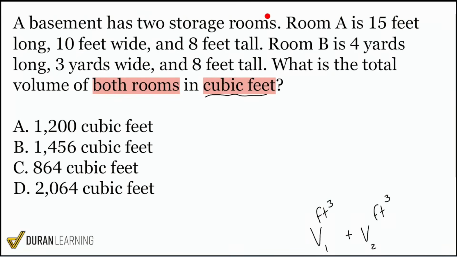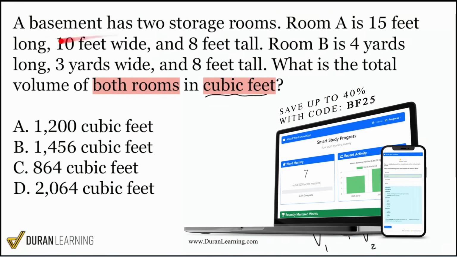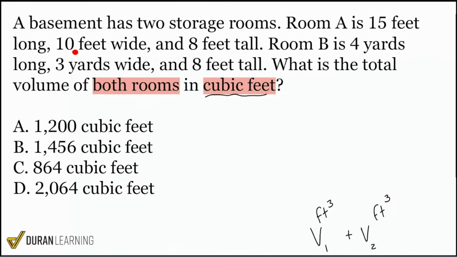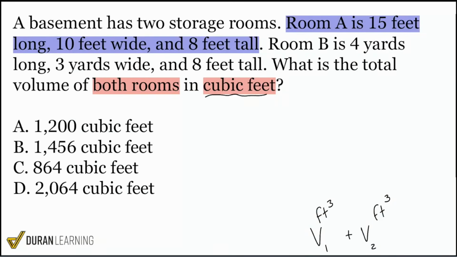A basement has two storage rooms. Room A is this long, this wide, and this tall. Read those units though. Don't skip over that. 15 feet, 10 feet, 8 feet. So, everyone, for room A, do we need to do any conversions before we find the volume for room A? No conversions needed, because again, we are looking for cubic feet, and each of those dimensions is given to us in feet. So we're good there. So let's write that down.